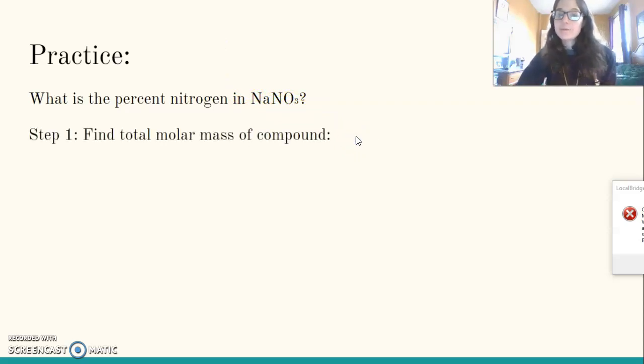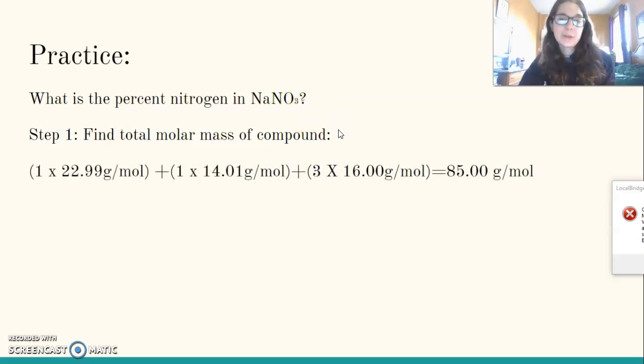First, hopefully you found the total molar mass of the compound. So we're going to have 1 times the molar mass of sodium plus 1 times the molar mass of nitrogen plus 3 times the molar mass of oxygen. And that should give you about 85 grams per mole. If you got somewhere near there, that's great. It could just be different rounding or a different periodic table. I use a different periodic table than ptable.com, but if you're using ptable.com, you probably got a little bit different answer, which is fine.